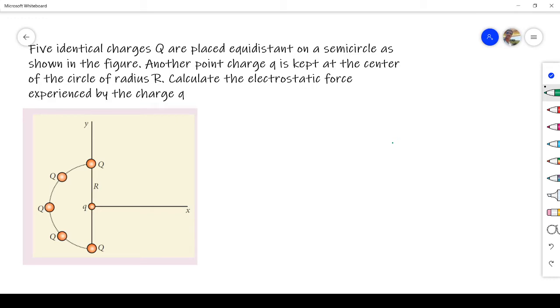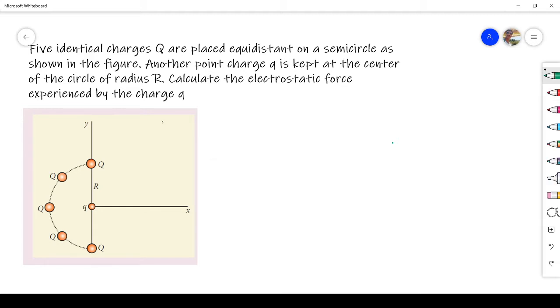Hi students, in this class we see exercise problem number 3 from chapter number 1. 5 identical charges Q are placed equidistant on a semicircle as shown in the figure. Another point charge small q is kept at the center of the circle of radius r. Calculate the electrostatic force experienced by the charge small q.